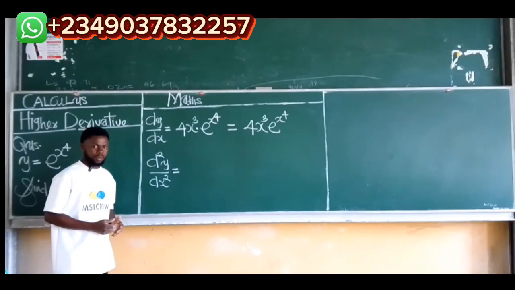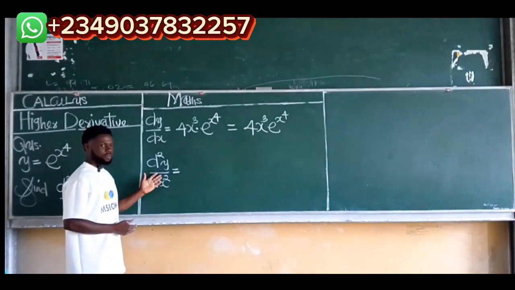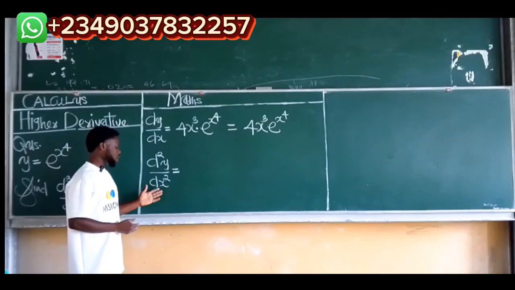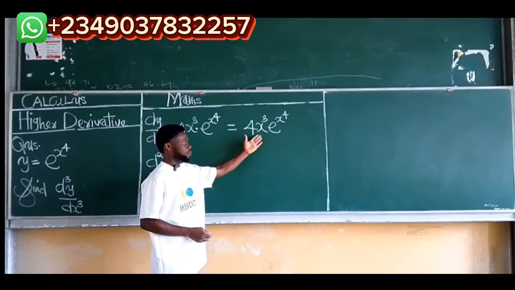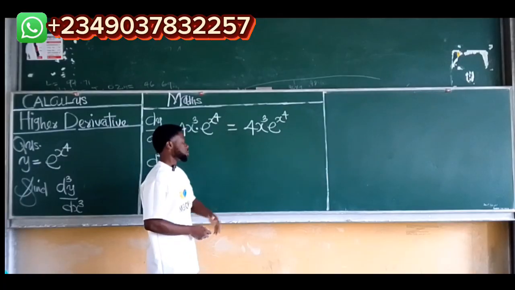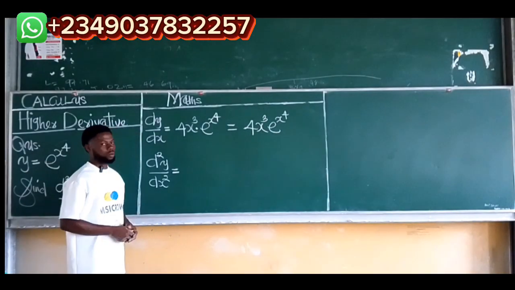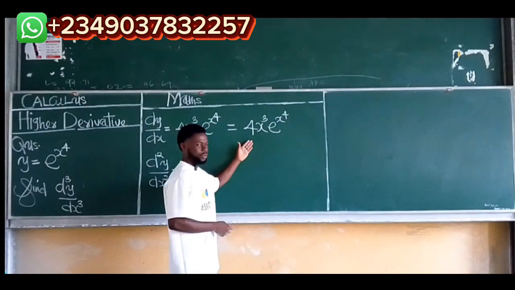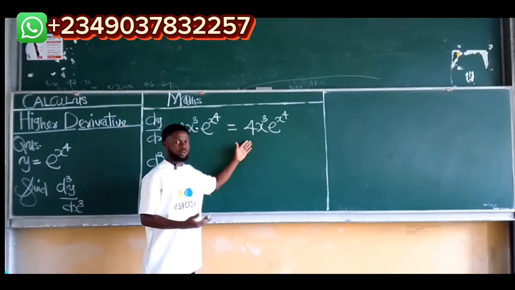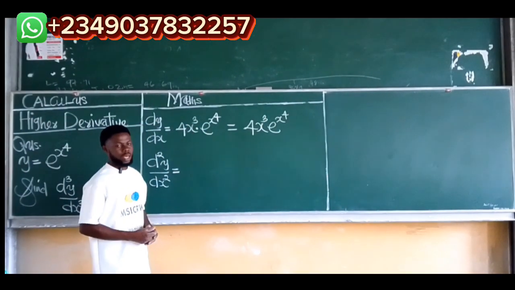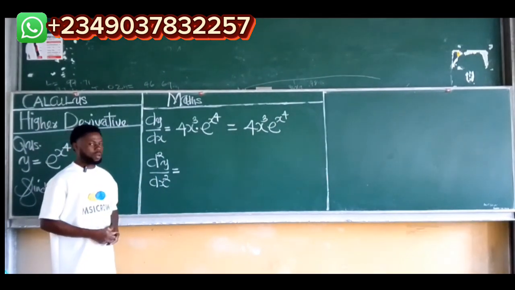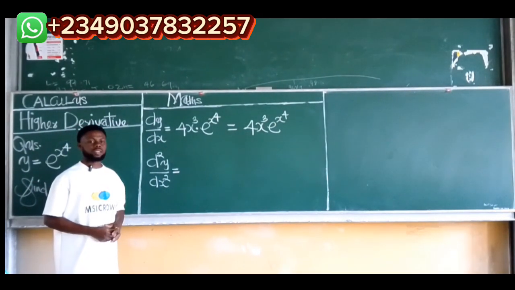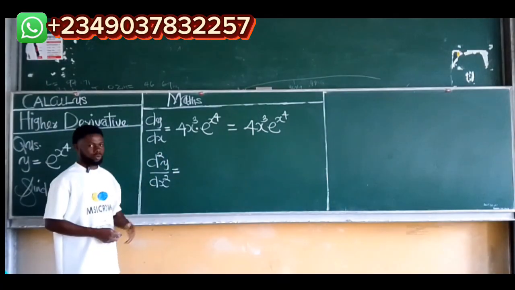Now, before we can determine the second derivative, d²y/dx², we have to differentiate this term on the board again: 4x^3 e^(x^4). We have to differentiate this with respect to x using the product rule. So in our previous video, when we talked about the product rule, I gave you the concept and a simple trick on how to identify the product rule.